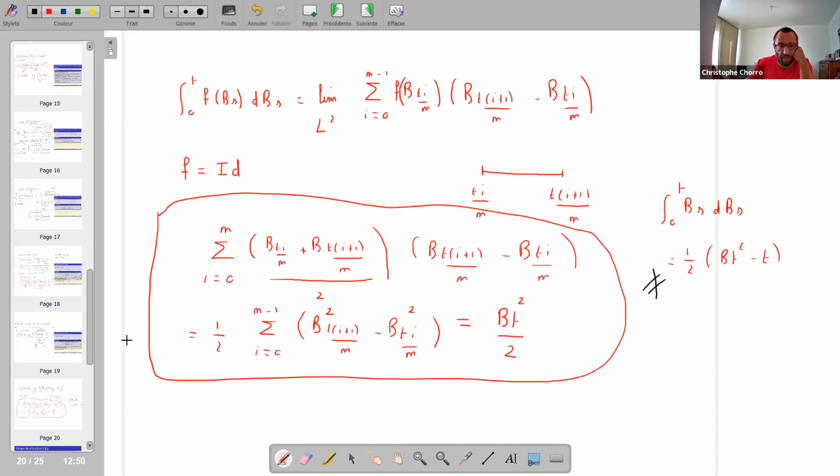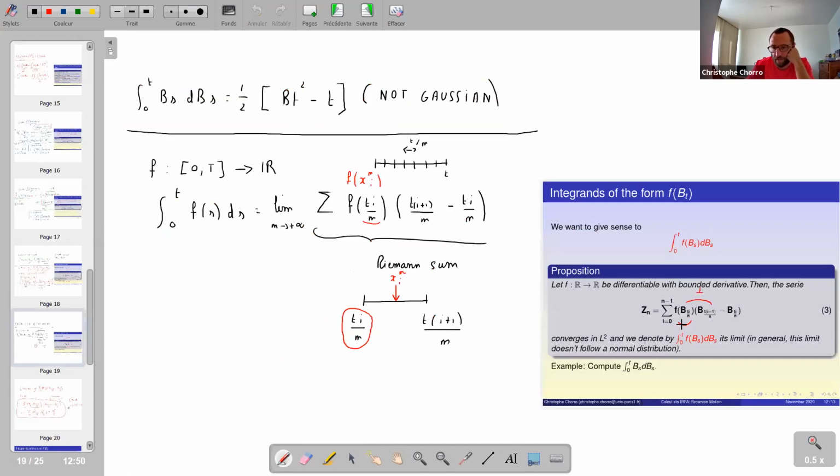It means that in my previous definition here, the choice of B at t_i over n is very, very important because B at t_i over n is independent of this increment. So we are not in the situation of the construction of the Riemann integral, where in this interval, t_i over n, t_{i+1} over n, I can take as a point inside f any point I want. Here, I can't take any point between B at t_i over n and B at t_{i+1} over n. I have to take B at t_i over n if I want to cope with this definition.